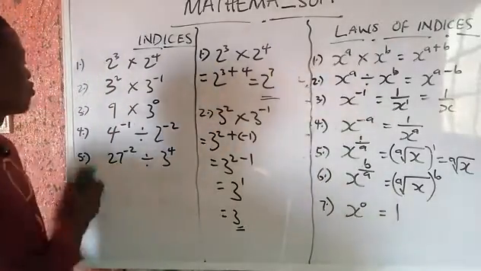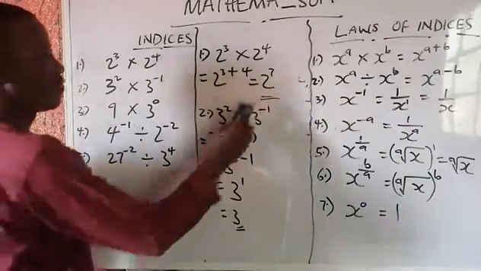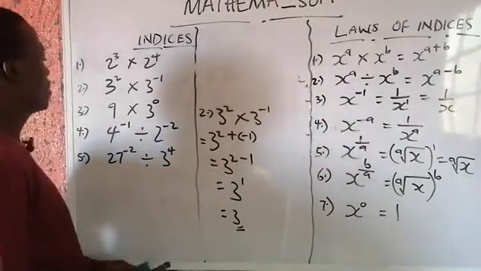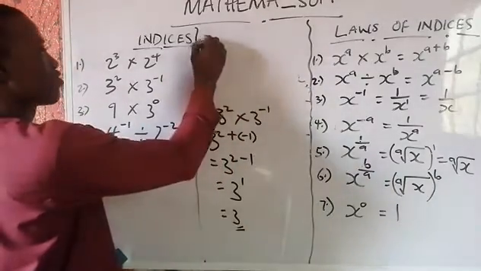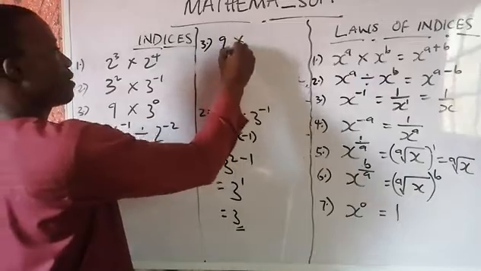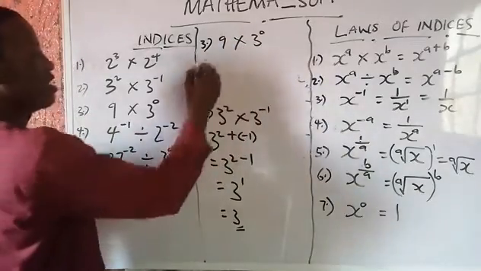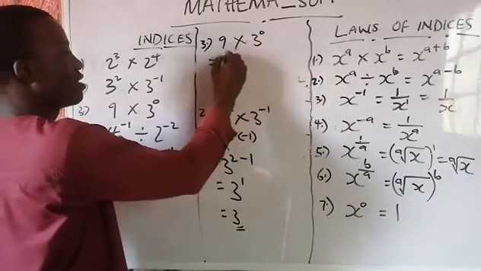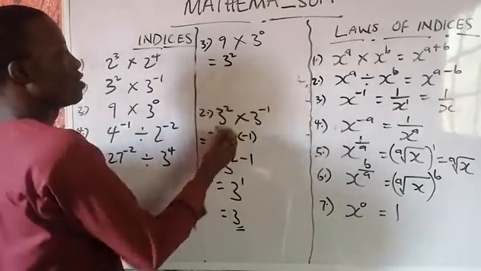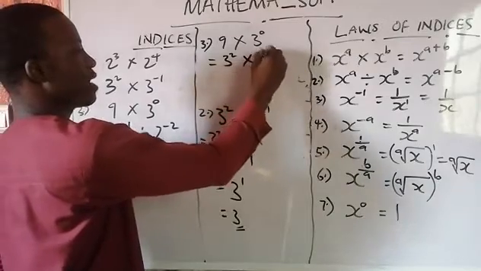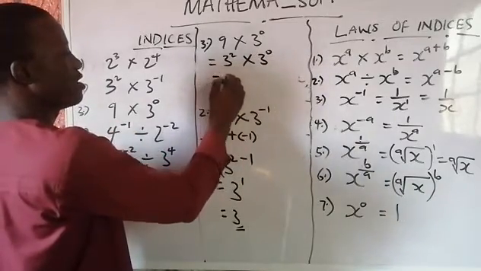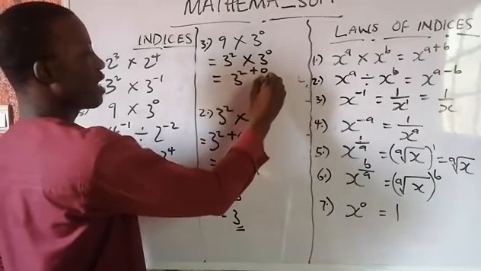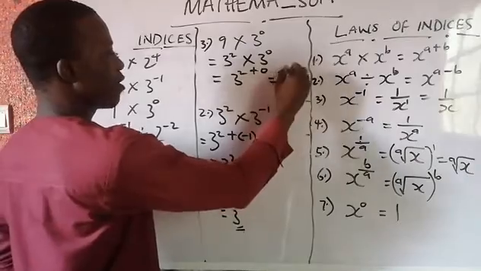Now let's move to number 3 of the questions. I want to solve number 3 now. In my number 3, the question I have is very straightforward. I have 9 multiplied by 3 raised power 0. Here, I can take 9 to be 3 raised to power 2, and then I have times 3 raised power 0. And then I will say this equals 3 raised power 2 plus 0. And the answer will give me 3 raised power 2.